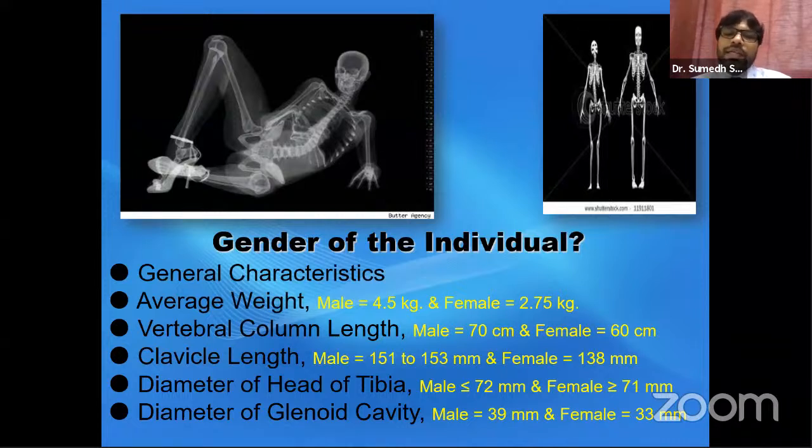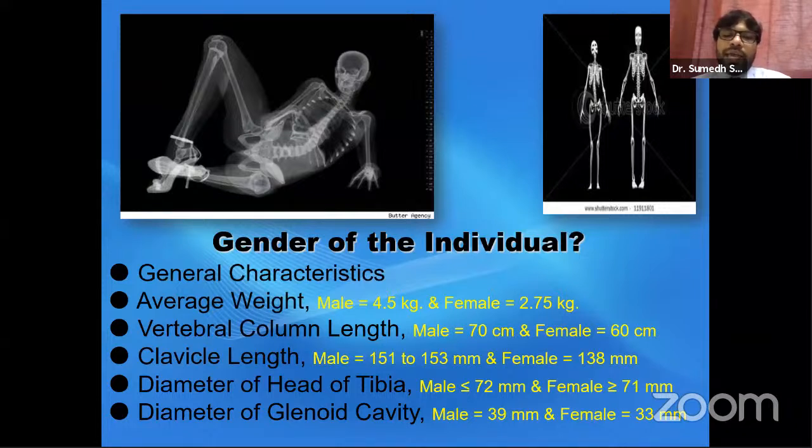However, there are certain other characteristics. So in this scenario, we will go to specific characteristics, just like the pelvis, which is differentiated in case of female and male, and the skull bones, which are differentiated.